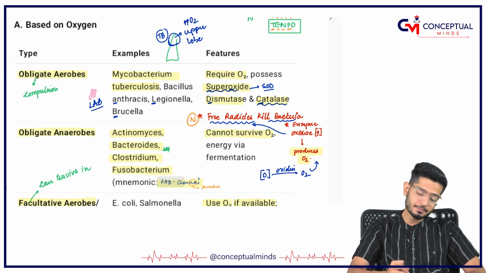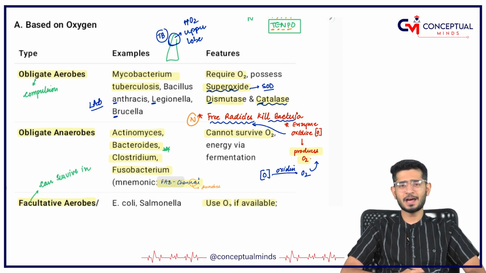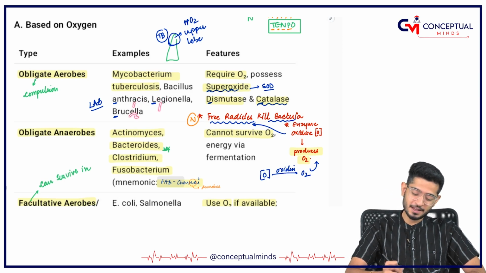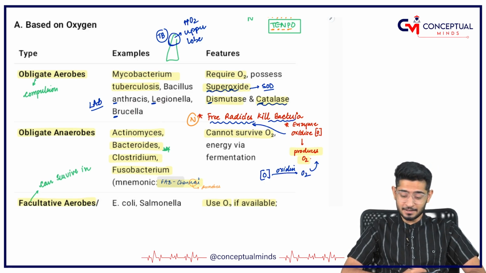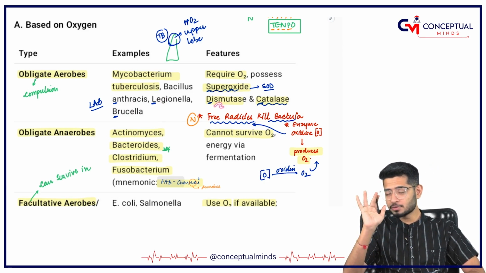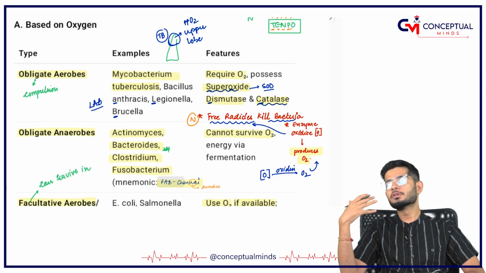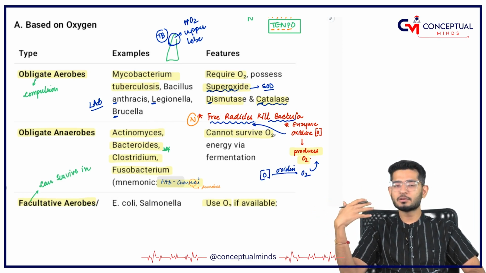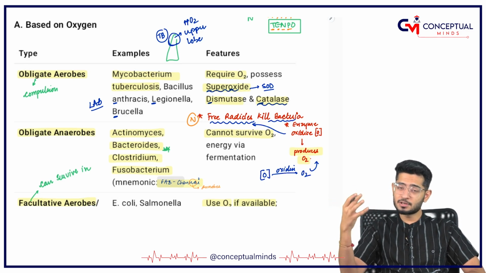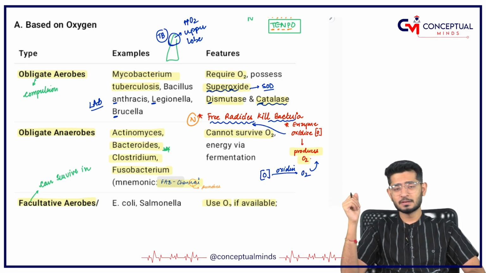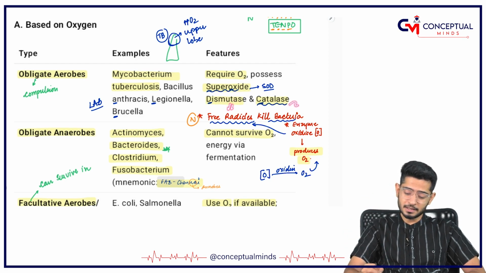You can remember lab. Our chemistry lab has a lot of oxygen. So LAB: Legionella, Anthracis, Brucella, all of them are going to grow there. Normally, because bacteria have a lot of metabolism, and a lot of metabolism generates a lot of free radicals, these free radicals were being generated in bacteria. So these free radicals were killing that bacteria.